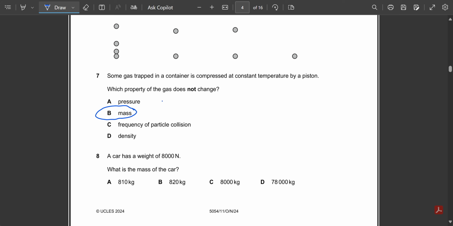because if you compress it, the volume changes. When the volume changes, the pressure changes, because they are inversely proportional to each other. And when the volume changes, the particles are closer to each other, so the frequency of the particle collisions also changes. And the density and volume are inversely proportional, so the density also changes.